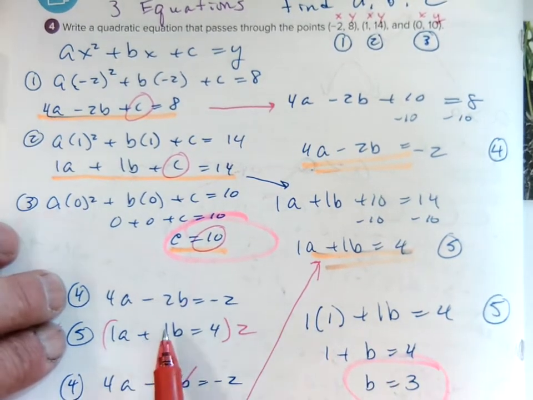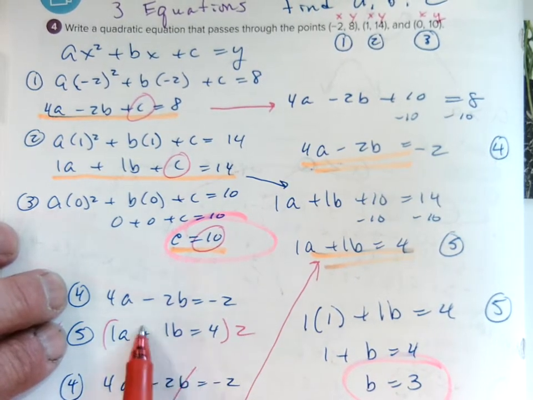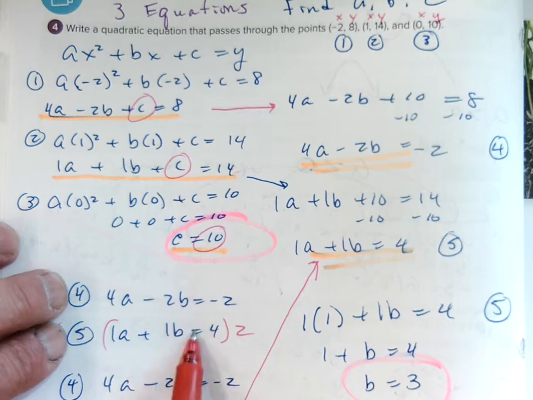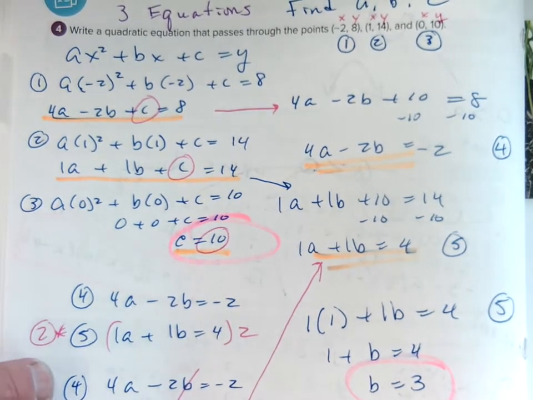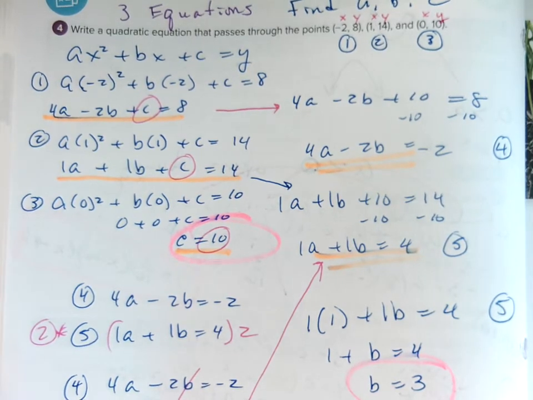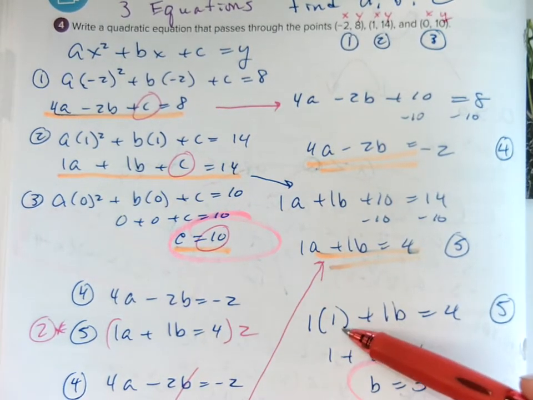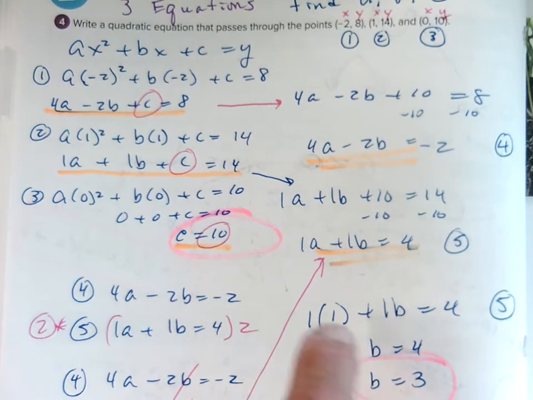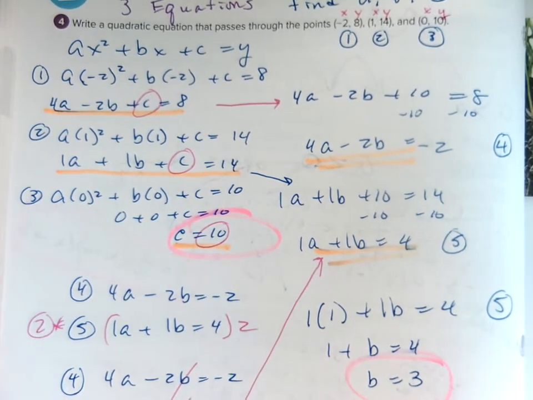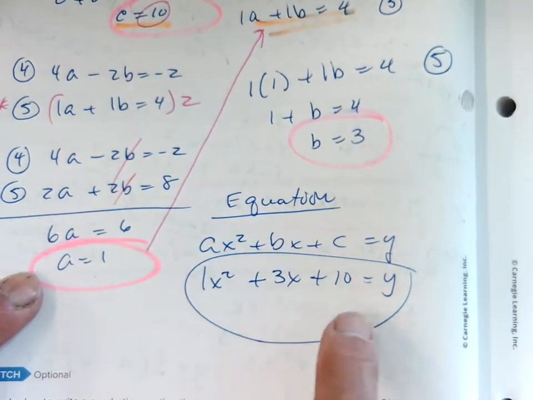Wrote them down here. The key here was to try and eliminate something. I thought the easiest thing to do is get rid of the b's. If I can make that a 2b, so multiply by 2. Then I rewrote equation 5, and the b's cancel, and I ended up getting A is 1. So once I get A is 1, I can plug that back into here. I plug 1 in, and I can solve for B, and B is 3. And finally, now I have A, B, and C, and I can rewrite my equation in standard form. There's A, B, and C.